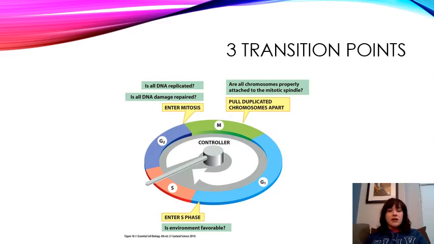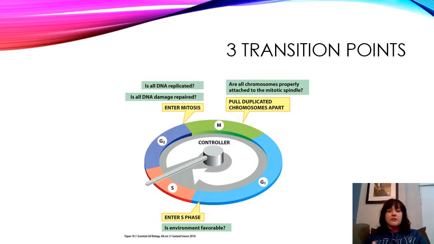And second, if any DNA has been damaged, we want to make sure that that gets fixed because we do not want to be passing down damaged DNA to daughter cells. That's a good way to get cancer. So only once those questions have been answered positively will the cell then leave G2 and go into M phase.